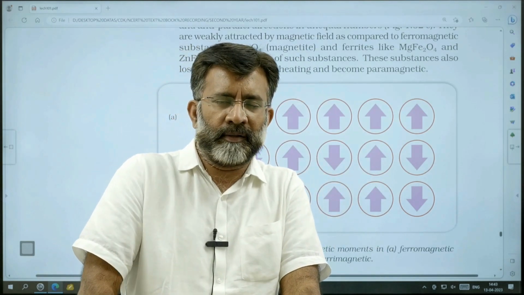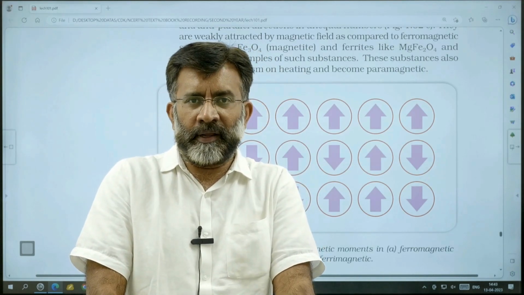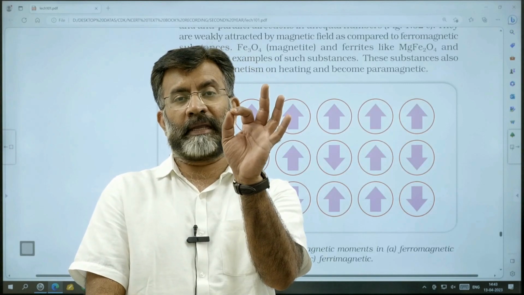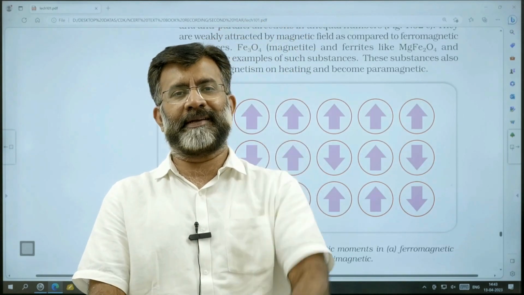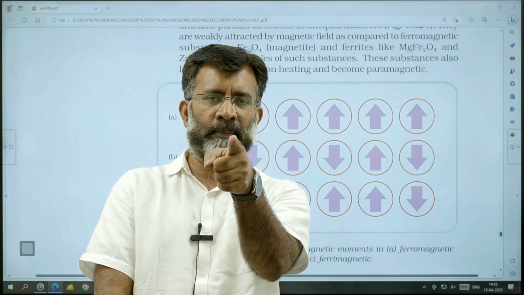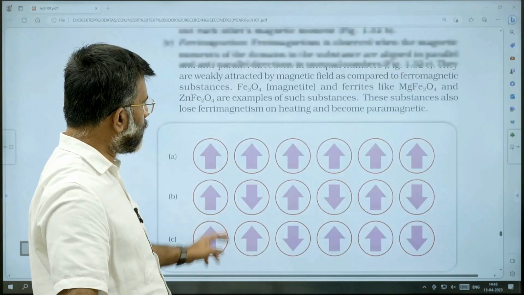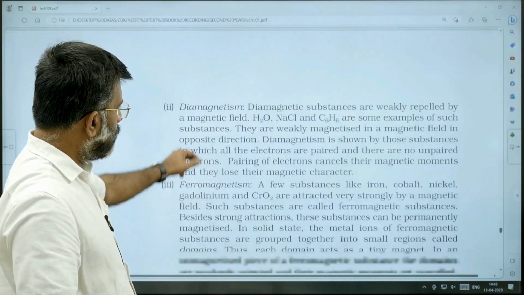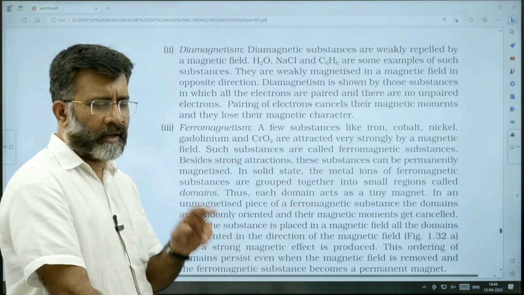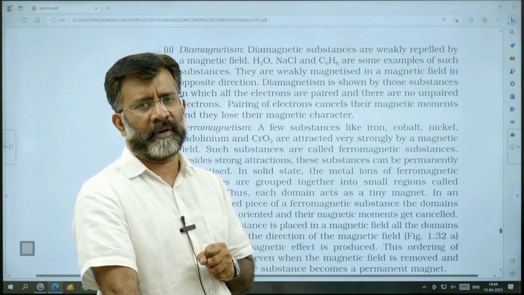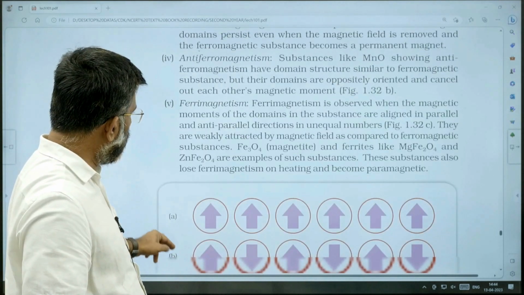So what? The magnetic attraction will be very high. Is that all? No. The magnetic character is retained. The magnetic property is retained. That's why they are used for preparing permanent magnets: iron, cobalt, nickel, gadolinium, CrO2. They are strongly attracted in the magnetic field. That is ferromagnetic.